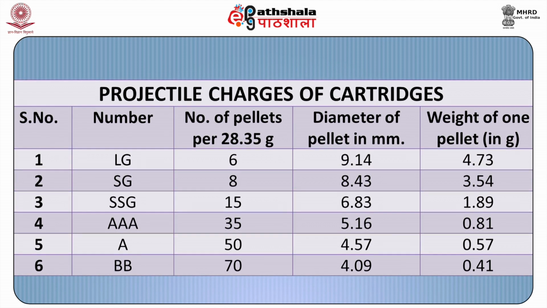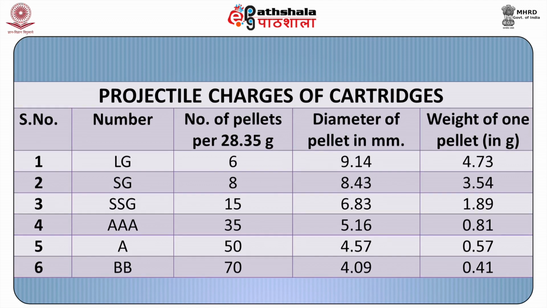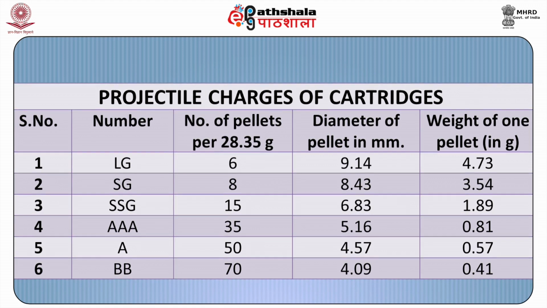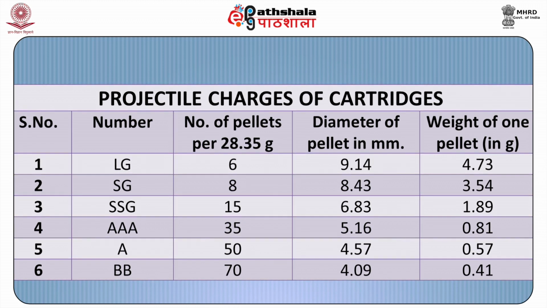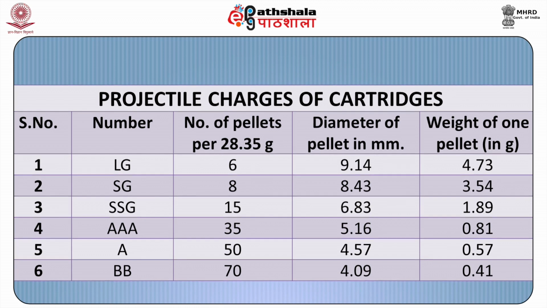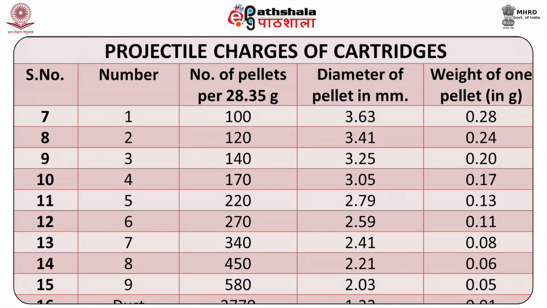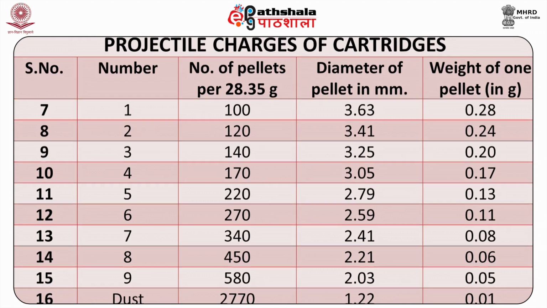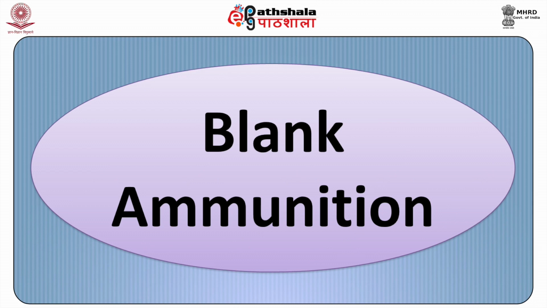Similarly, A has number of pellets 50, diameter of pellets 4.57 mm and weight of one pellet 0.57 gram. BB has 70 pellets, diameter of pellet 4.09 mm and weight of one pellet 0.41 gram. Similarly, we have others which have corresponding number of pellets as well as diameter of pellet and weight of each pellet. Now we will learn about blank ammunition.